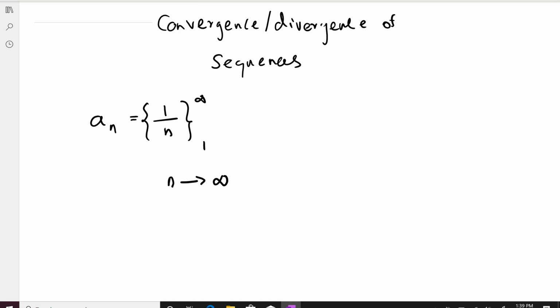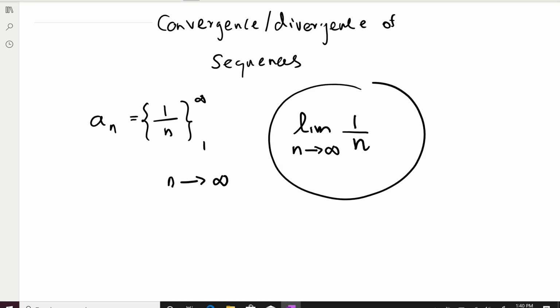Now, to talk about convergence, we want to know where the sequence approaches eventually. How are we going to represent that mathematically? Well, to see where the sequence approaches eventually, we can take the limit of the sequence when n goes to infinity. So, the limit of 1 over n as n goes to infinity. The meaning of this whole thing is that I can condense it down into one sentence: where does the sequence 1 over n approach when n goes to infinity? Or where does the sequence 1 over n approach eventually? That's what it means by taking the limit of the sequence 1 over n when n goes to infinity.